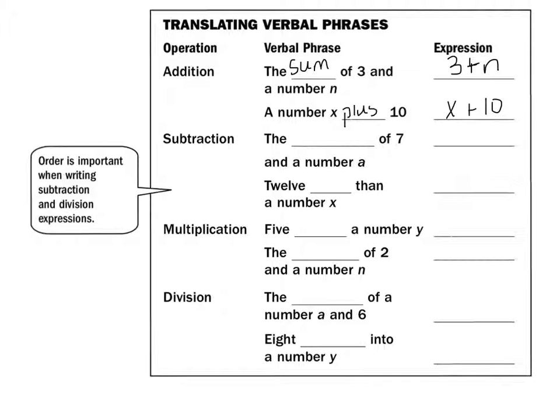Now we get to subtraction, where order is important here. One word that signals subtraction is difference. The difference of 7 and a number, a, is going to be 7 minus a. One way I help to know this is 7 minus a and not a minus 7 is I give a some kind of a value. For example, just give it a value of 1. And I say the difference of 7 and 1 is 6. So 7 minus 1 is also 6, meaning that I got them in the correct order.